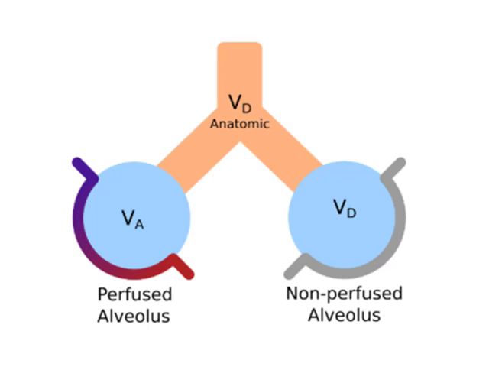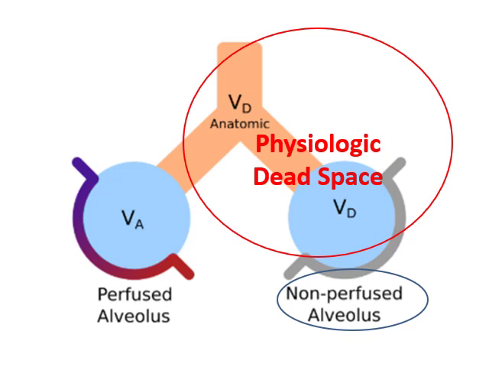Dead space is not confined to the conducting airways alone. If some of the alveoli, for one reason or another, have little or no blood supply, the air inside them is not used for gas exchange, and this is referred to as alveolar dead space. The sum of the two types of dead space is known as physiologic dead space. In normal individuals, the physiologic dead space is approximately the same as the anatomic dead space in well-perfused alveoli. Only in lung diseases does the physiologic dead space increase to exceed the anatomic dead space.